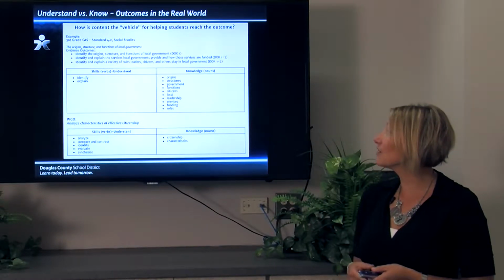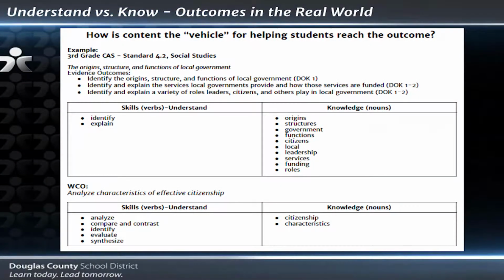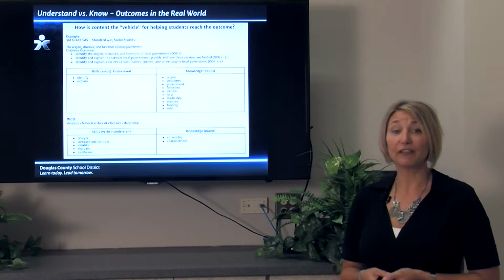The standard is the origin, structure, and functions of local government. The evidence outcomes, and there are three of them, are identify the origin, structure, and functions of local government, identify and explain the services of local government, and identify and explain a variety of roles, leaders, citizens, and others play in local government.